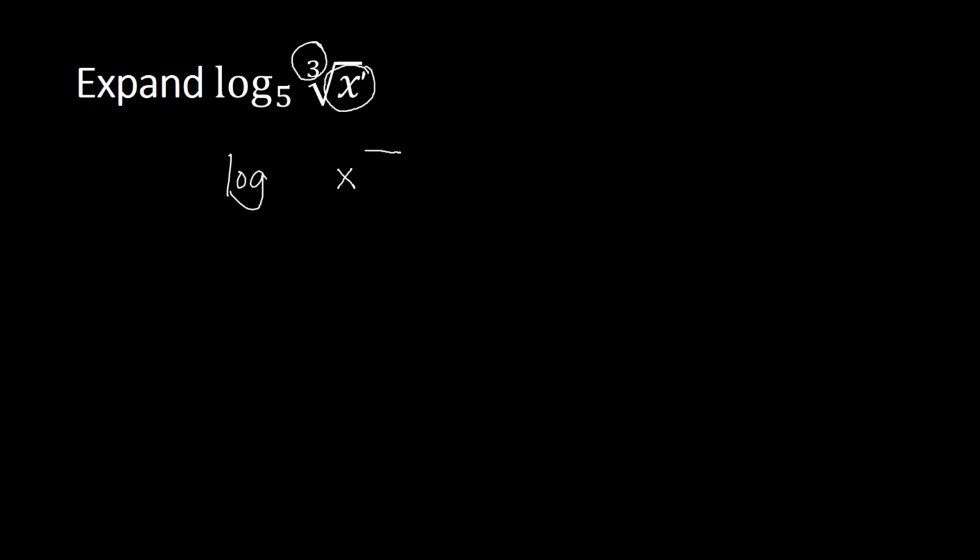Now on the fractional exponent, your numerator will be the exponent inside the radicand. So we have 1 here, so we will write 1. And then the denominator will be the index. The index here is 3, so we just write 3. And then to the base of 5. So since this manifests a power, we will be using a power rule. So bring down 1/3, and then we copy log of x without that exponent to the base of 5.